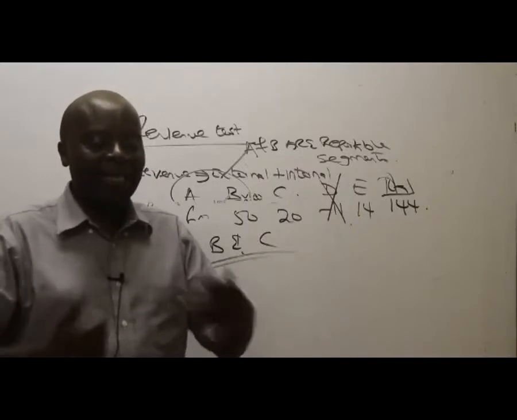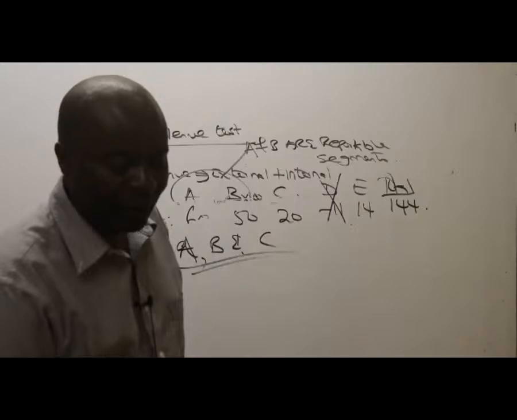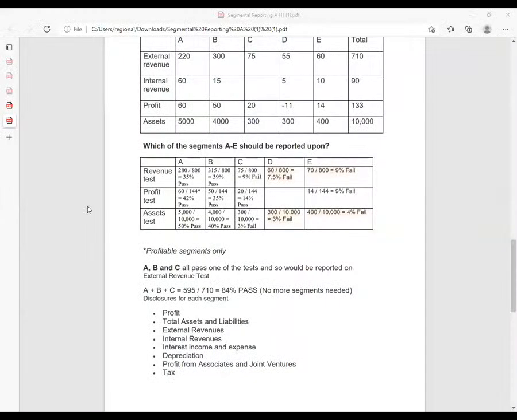How about assets? The assets are here. The assets are very easy to get because I can see 5,000 out of 10,000, since I have the total there. So A is 50%, B will be 40%.